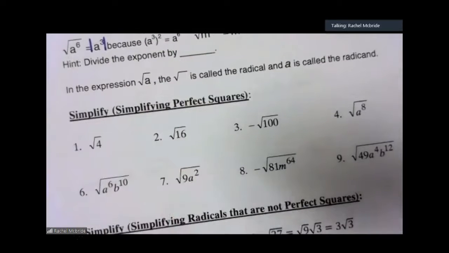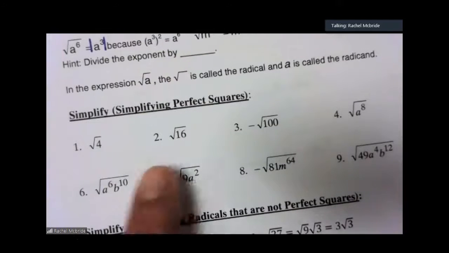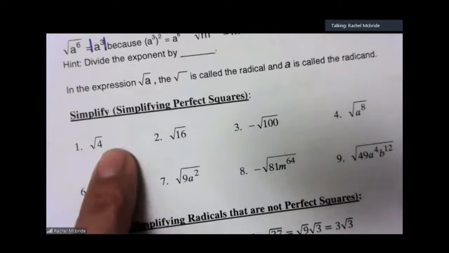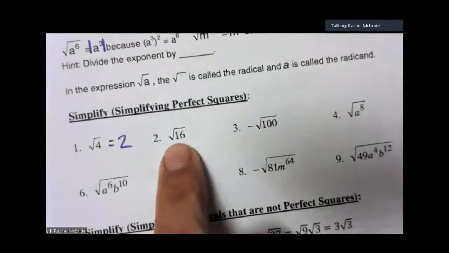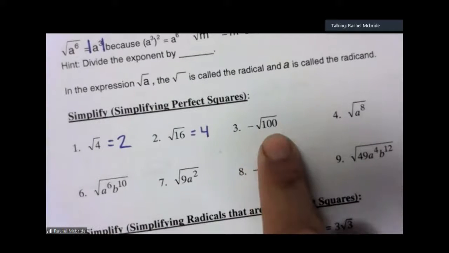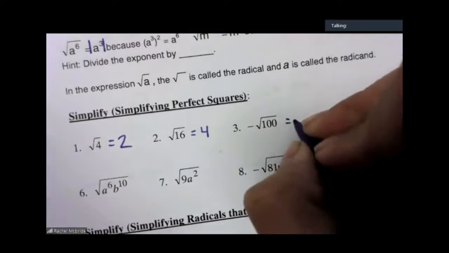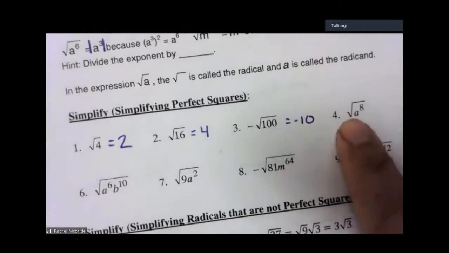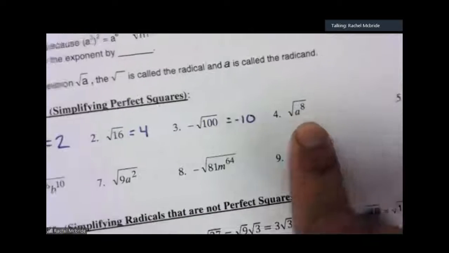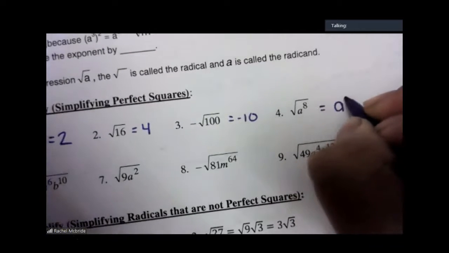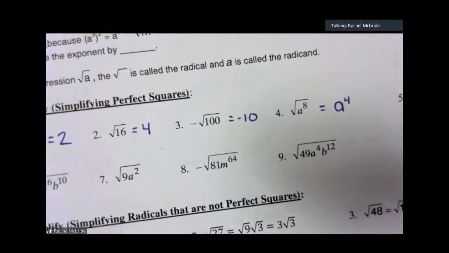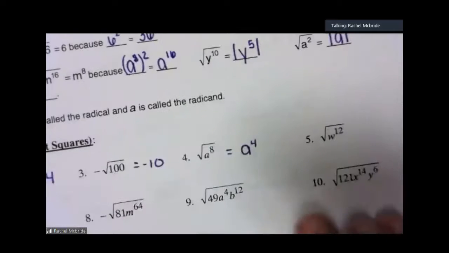Okay, the first part, these are all perfect squares, so this should be pretty quick. Square root of 4 is? Good. Square root of 16? Negative square root of 100 becomes? Excellent. Square root of a to the 8th becomes? Absolute values or no absolute values? None, because 4 is also even, therefore no absolute values.